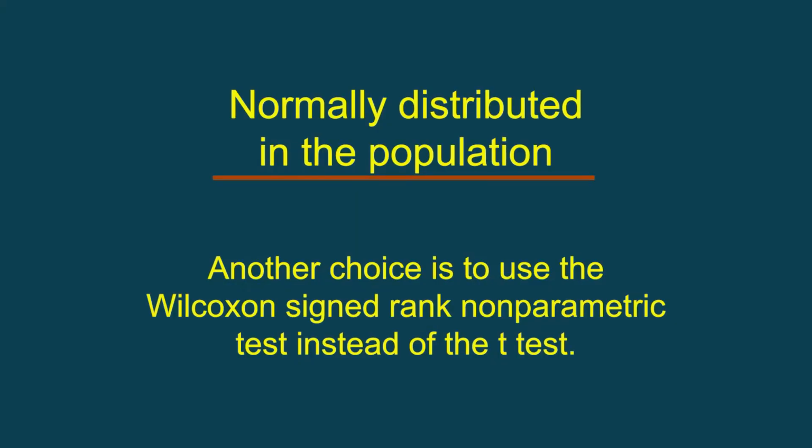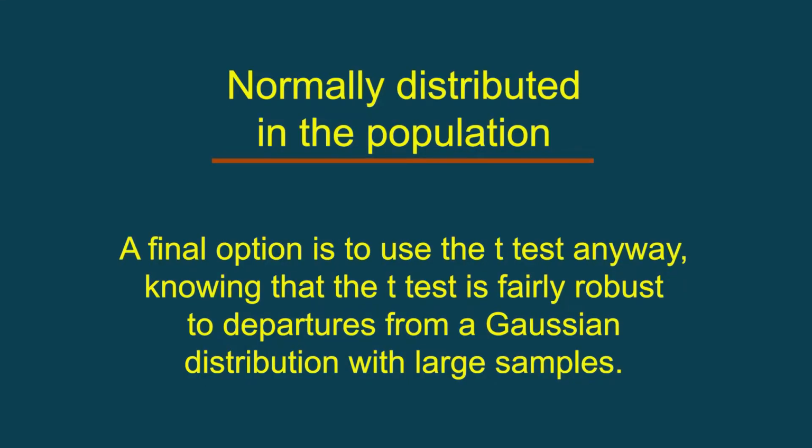Another choice is to use the Wilcoxon signed rank non-parametric test. It is a non-parametric test, that is, we do not assume any parametric aspect in this test, and we will not be discussing this test in our course of study. A final option is to use the t-test anyway. That is, we will go on performing the t-test because the t-test is more robust for departures from Gaussian or normal distribution. So we will go on conducting a t-test even if the data do not strictly follow a normal distribution.